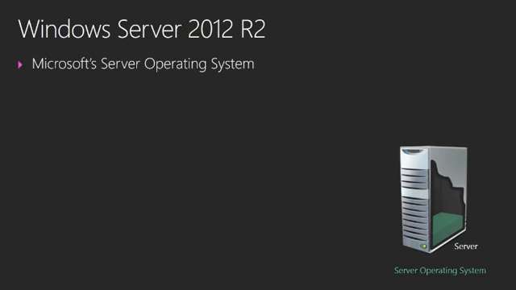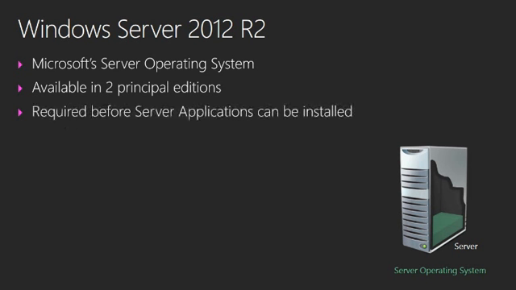The latest version of Microsoft's server operating system is called Windows Server 2012 R2, and it is available in two main editions which you'll come across in volume licensing. This product is a requirement before server applications can be installed. So look at the yellow layer in our diagram here. Those are the server applications which can only be installed once the server operating system is in place. And examples of server applications would include Exchange Server, SQL Server, SharePoint Server, etc. But we'll talk more about how those are licensed later.